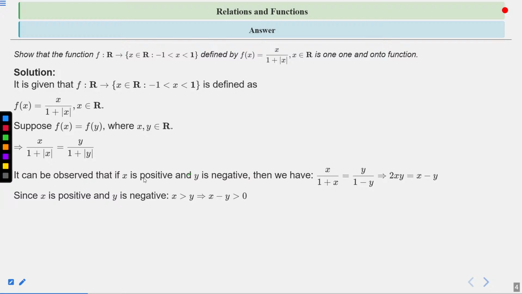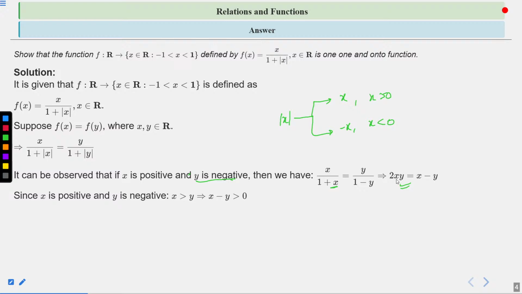So it can be observed that if x is positive and y is negative, right? We know the property of absolute value function. Suppose we have absolute value function, how it varies. It is equal to x when x is greater than 0, right? And it can be written as negative x when x is less than 0, right? So it can be written as x upon 1 plus x, and it will be equal to, when y is negative, x is positive, so we can write it as plus x, and y is negative, so we will write it as negative y, right? So x upon 1 plus x will be equal to y upon 1 minus y, right?